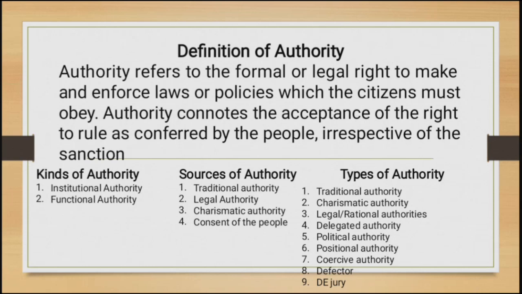So now we have types of authority, and these types of authority are also similar to the types of power. But we already know the difference between power and authority. So these types of authority: we have traditional authority, charismatic authority, legal or rational authority, delegated authority, political authority, positional authority, coercive authority, de facto, and de jure.